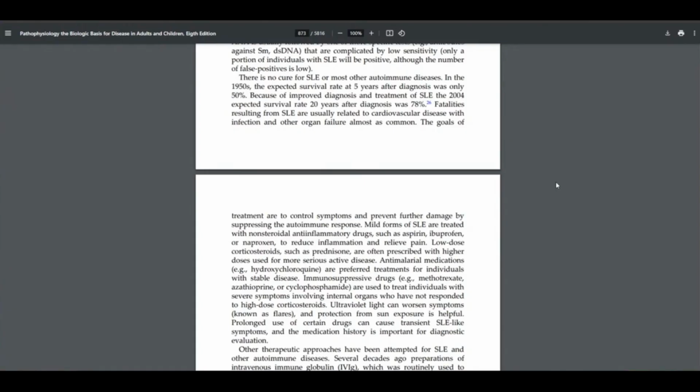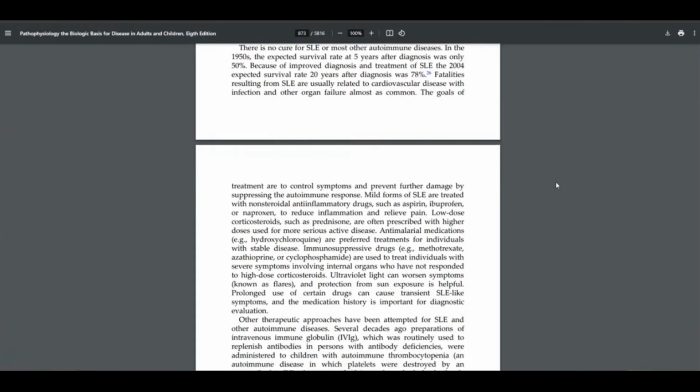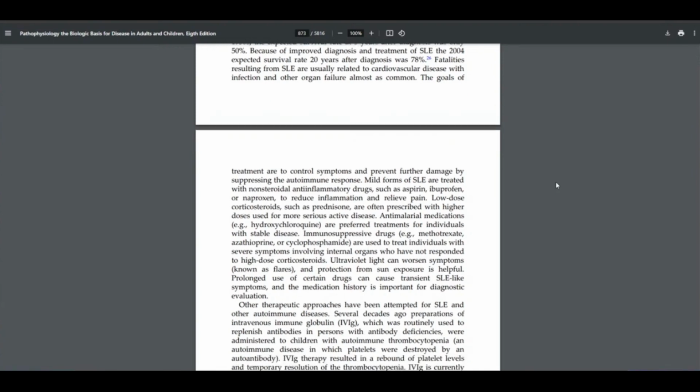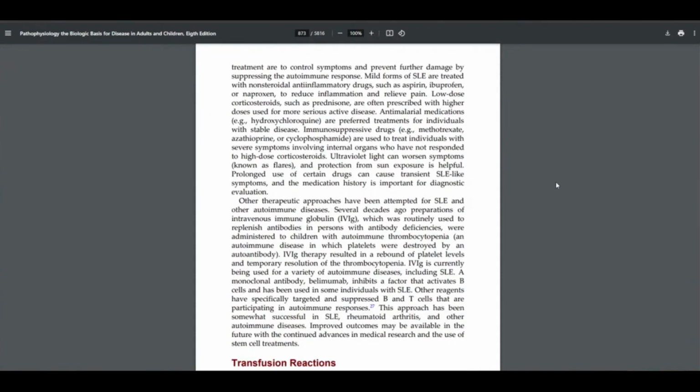In the 1950s, the expected survival rate at 5 years after diagnosis was only about 50%. Because of the improved diagnosis and treatment of lupus, the 2004 expected survival rate is about 78% at 20 years after diagnosis. Fatalities resulting from lupus are usually related to cardiovascular disease, with infection and other organ failure as common causes. The goal of treatment is to control symptoms and prevent further damage by suppressing the autoimmune response.